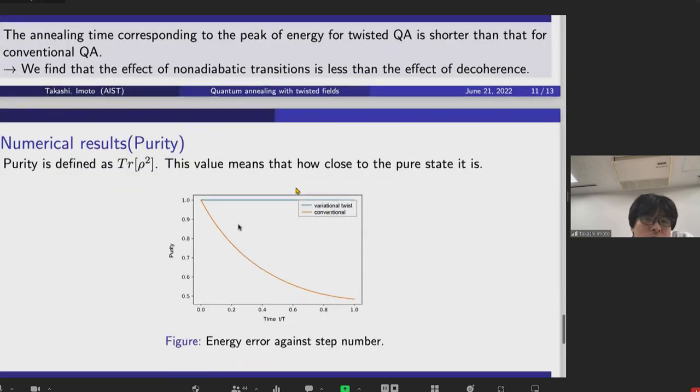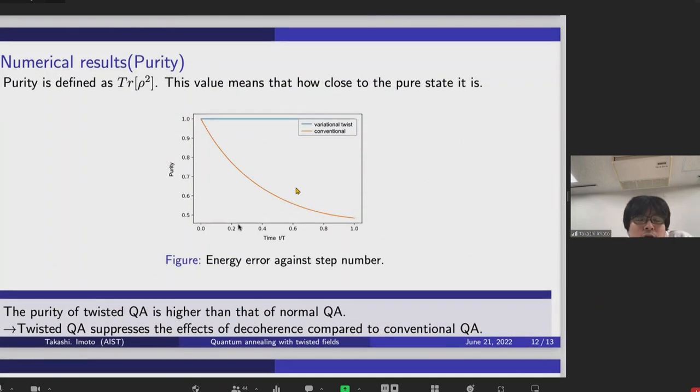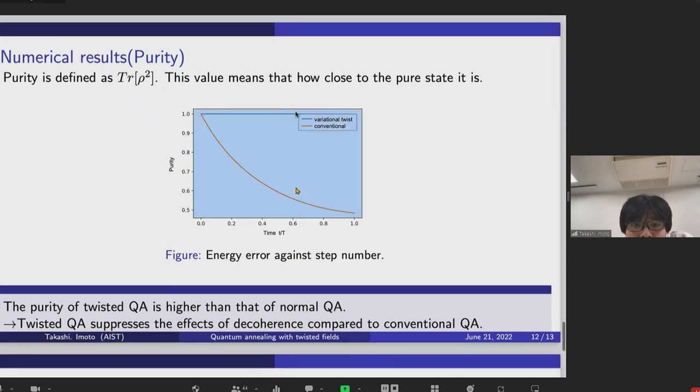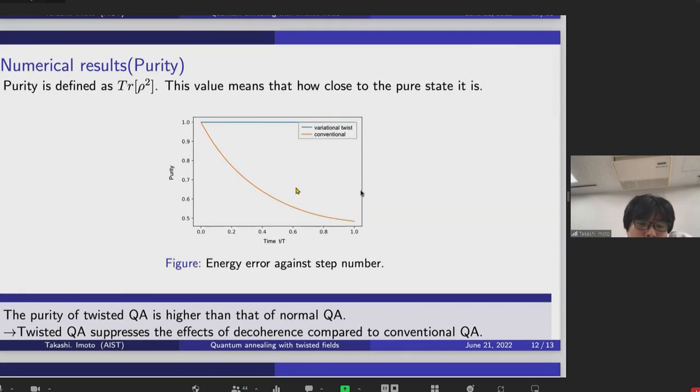Okay. And so the last main result, purity. The purity is defined as this value, and this value means how close to a pure state it is. The blue line here is the variational case, and the orange line is the conventional case. So the purity of twisted QA is higher than that of conventional QA. Therefore, twisted QA suppresses the effects of decoherence compared to conventional QA.